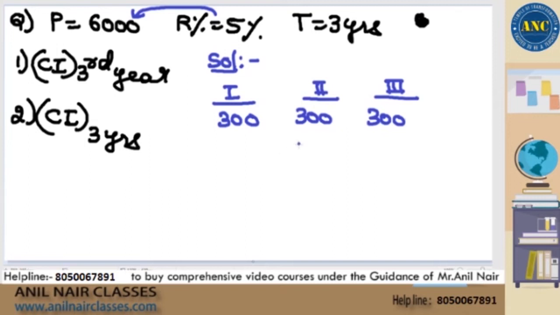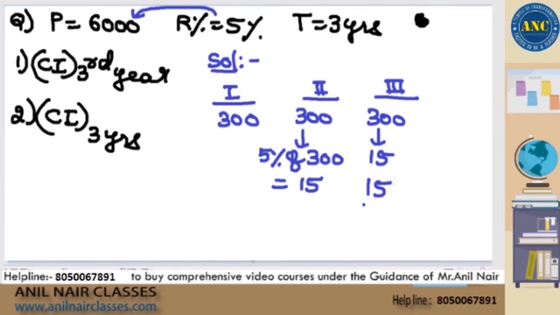Now second year there will be an interest on interest. So this is nothing but 5% of 300, which is 15. Second year will take the previous year interest. Third year will take the first year interest, the second year interest, and also interest on interest. What is 5% of 15? 0.75. I hope it is clear.